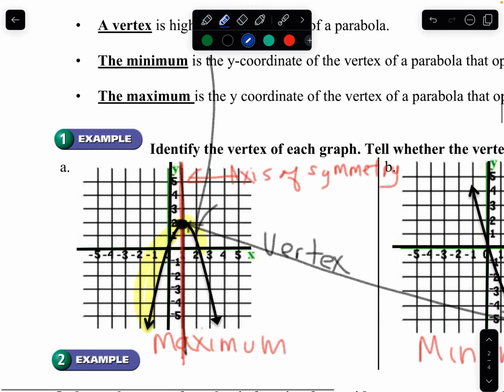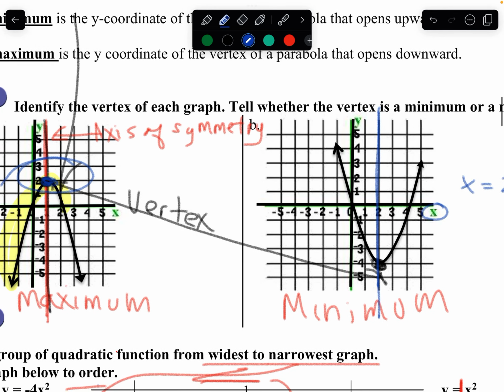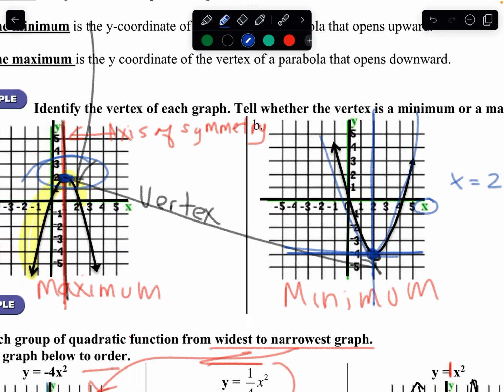This is a maximum graph because this is the highest, it will go right there. This is a minimum graph because that's the lowest, everything else is higher than that on the graph.